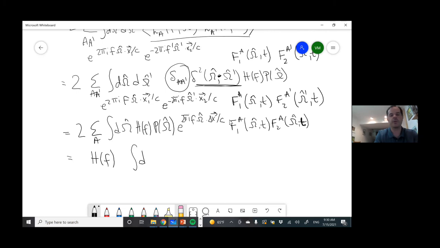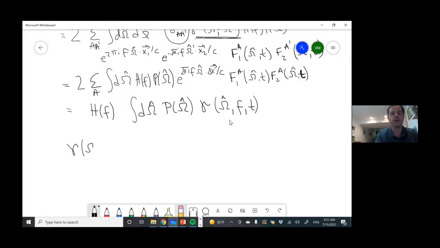This will be the integral over d omega. We'll have the function p of omega, and everything else I'm going to lump into this function gamma, which will be the equivalent of my overlap reduction. So this will be a function of omega, f, and t. So let me write explicitly what it is. Gamma of omega hat, f, and t will be this sum. There is a factor of 1/2 out front. Sum over A of e to the 2 pi i f omega dotted with delta x over c times the response factors.